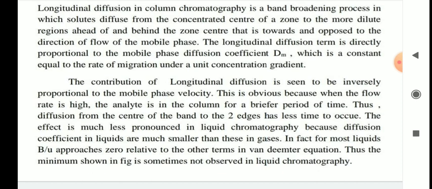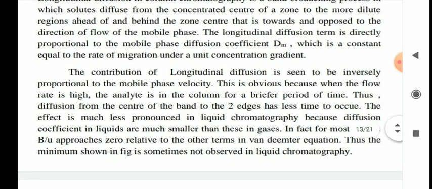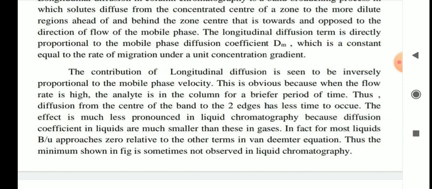For gases, however, B is quite large, and if you want to reduce the B by U term, you have to operate at higher flow rates. However, you cannot operate at very high flow rates either, because we have seen in the diagram in the previous class, the H against velocity plot, that at very high velocities the H value rises. But compared to liquids, the flow rates in gases are much higher.